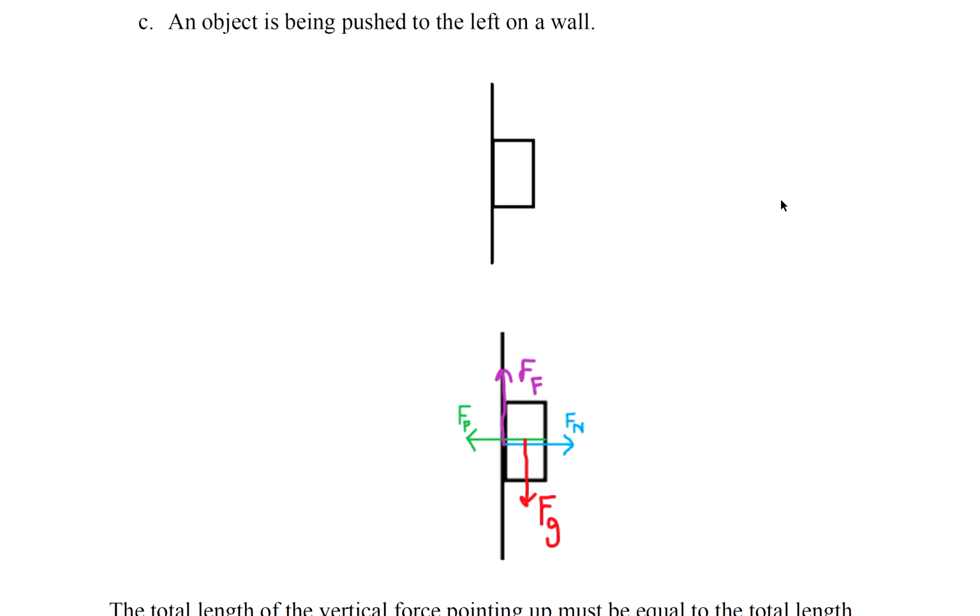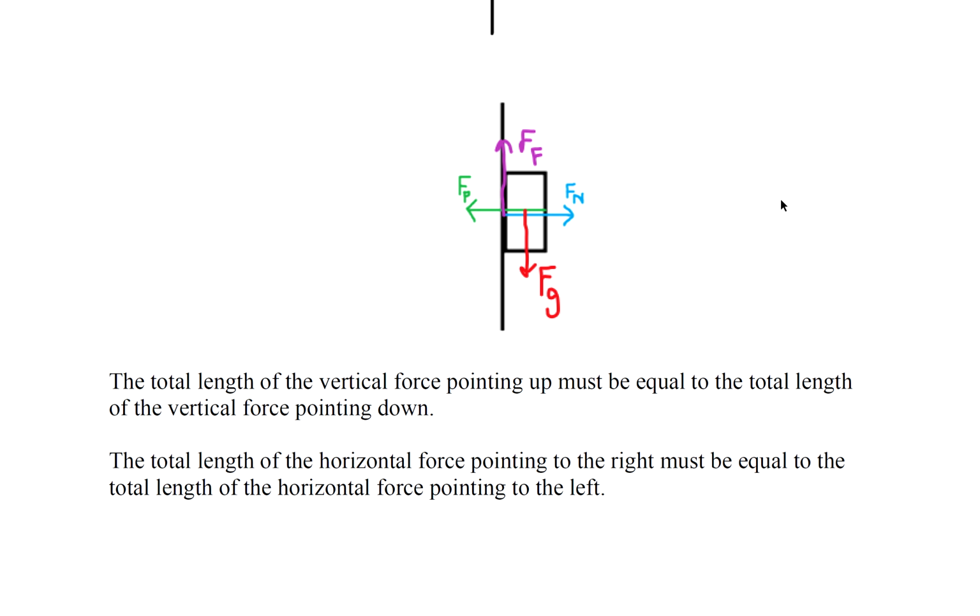Part C. An object is being pushed to the left on a wall. So force of normal is always 90 degrees from the surface. The force of push is from the contact. Force of friction is from the surface, and the force of gravity is from the middle. So the total length of the vertical force pointing up is equal to the total length of the vertical force pointing down. And the total length of the horizontal force pointing to the right is equal to the total length of the horizontal force pointing to the left. Because remember, sigma F equals ma, the object isn't moving, acceleration is 0.